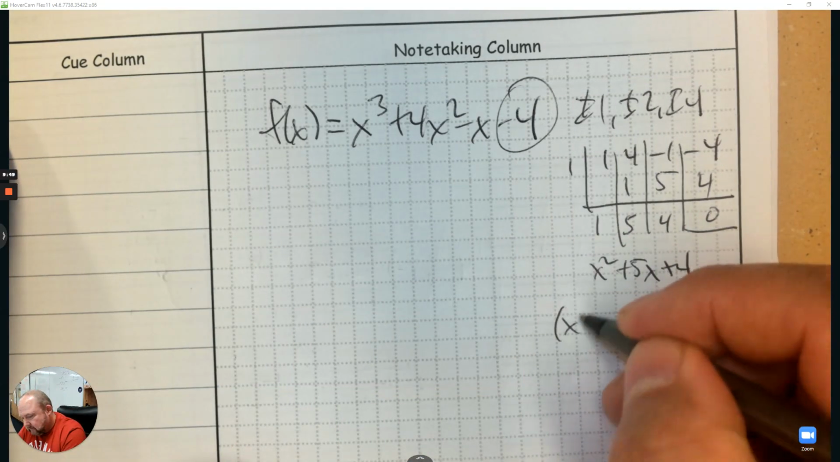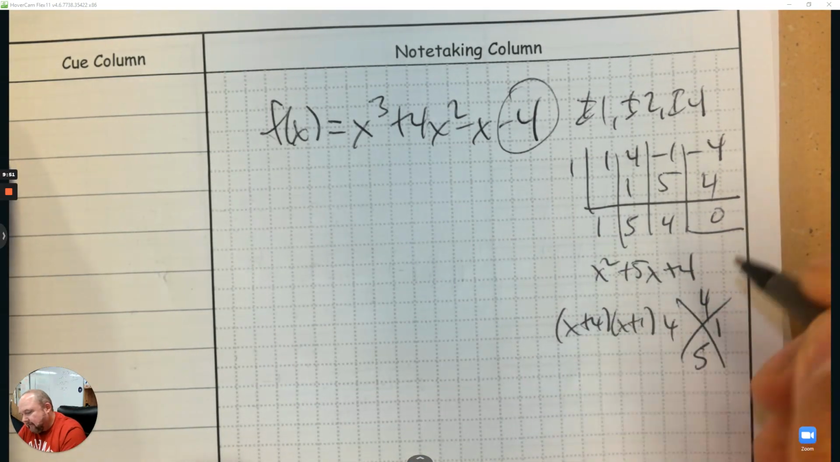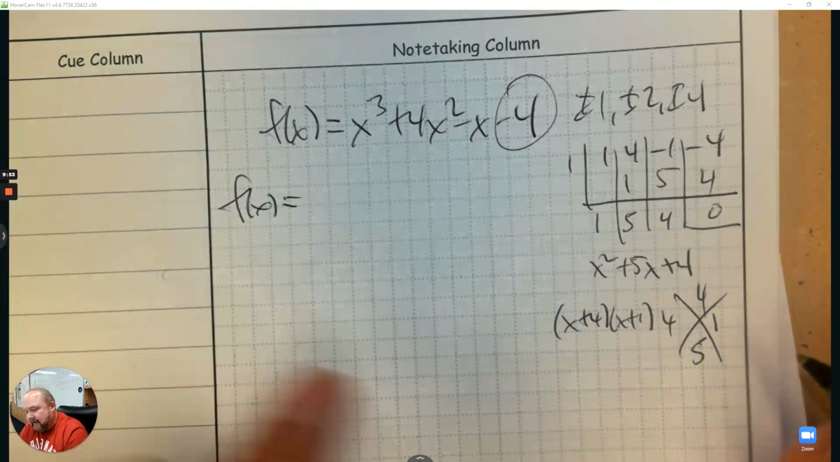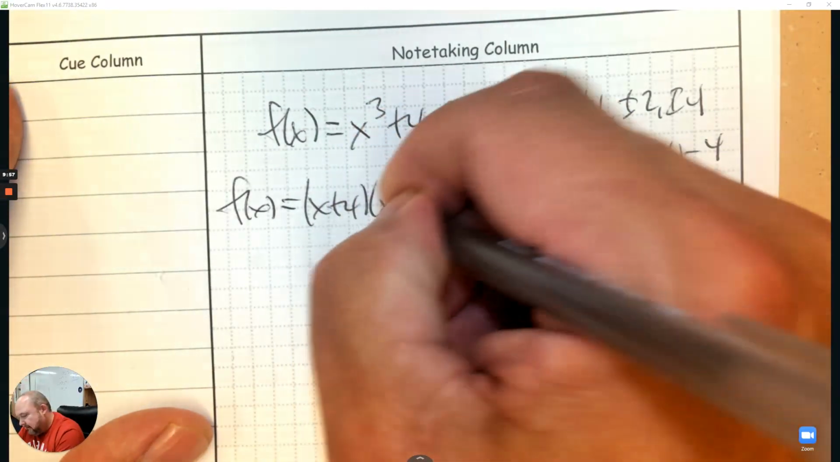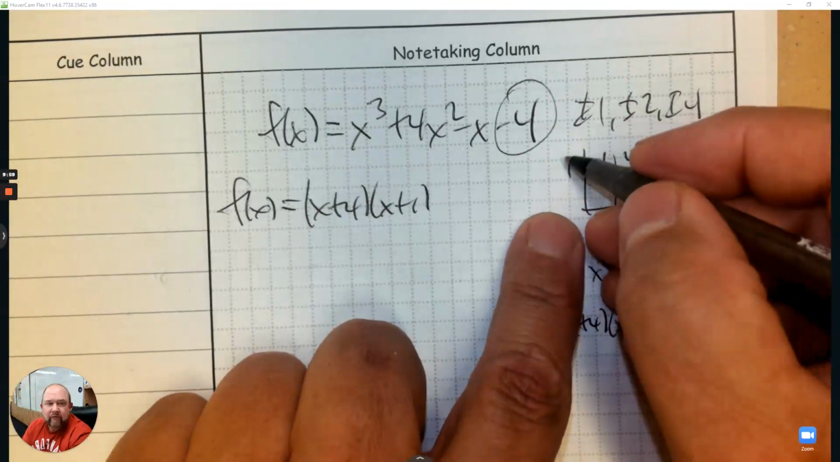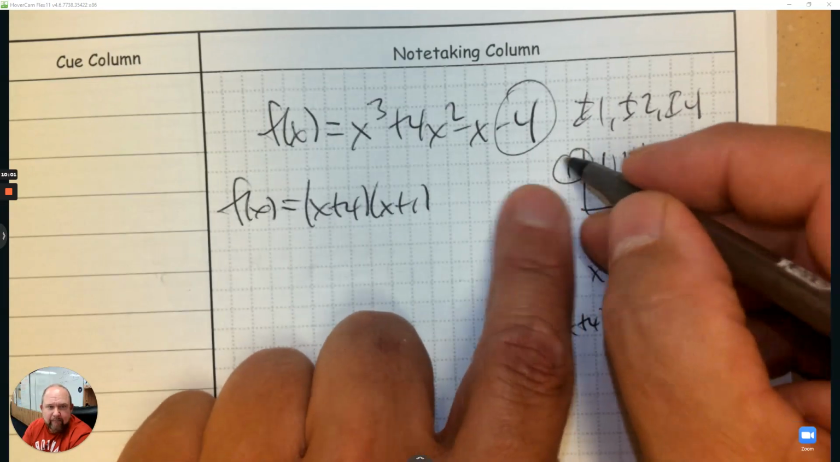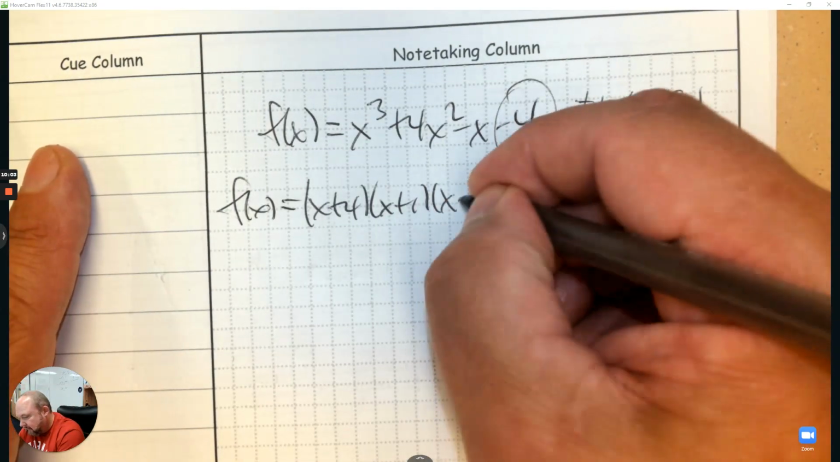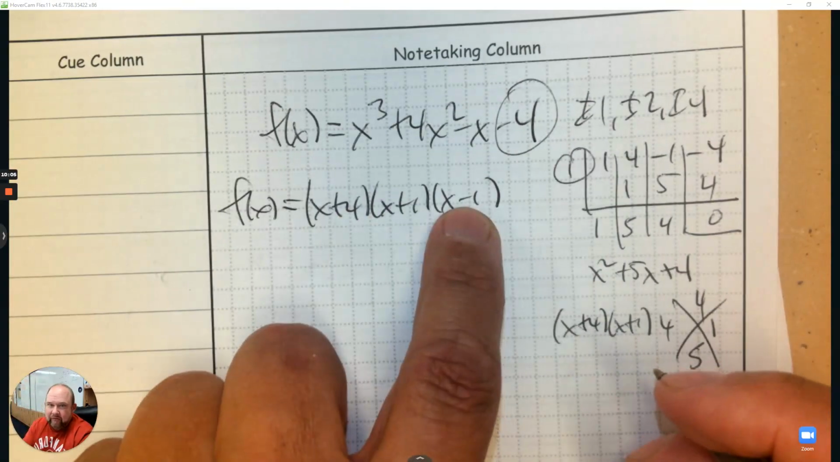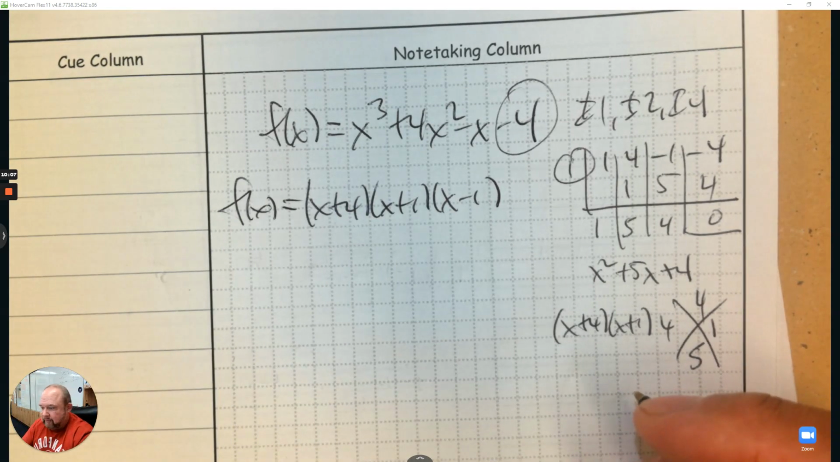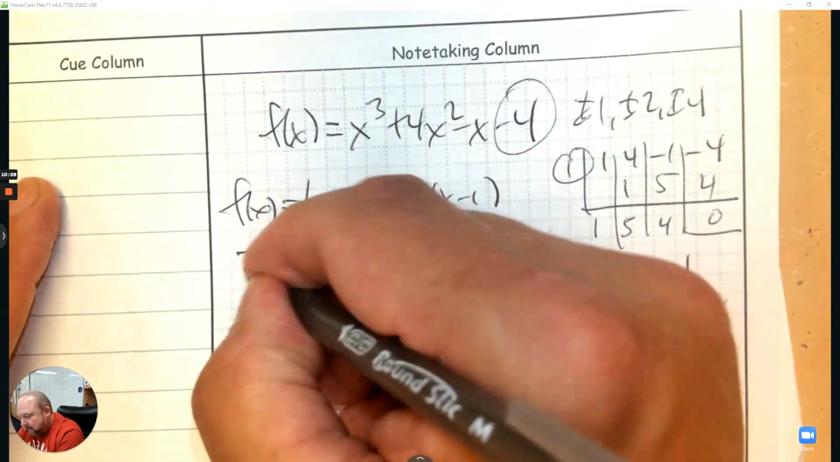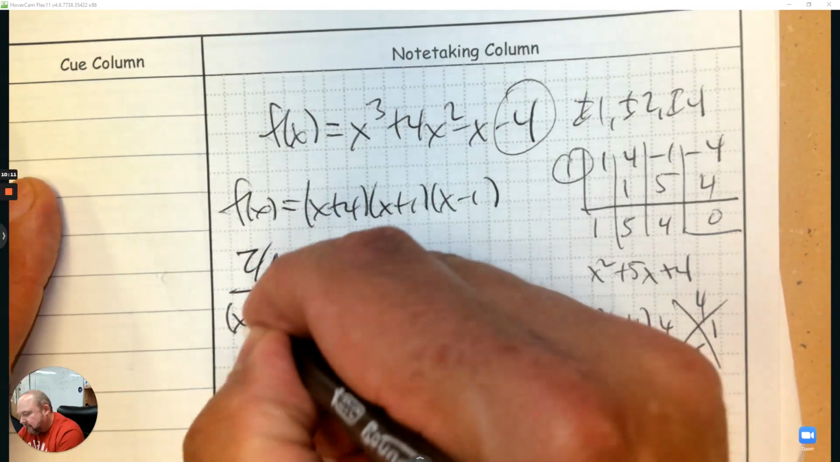So now I have the factors. So I have this factor, and I have 4 and 1. And then the last factor, this 0, the opposite sign would be x minus 1. So none of these match, so they don't go together to make an exponent of 2. They're all separate. So I'm going to write down the zeros and multiplicity.